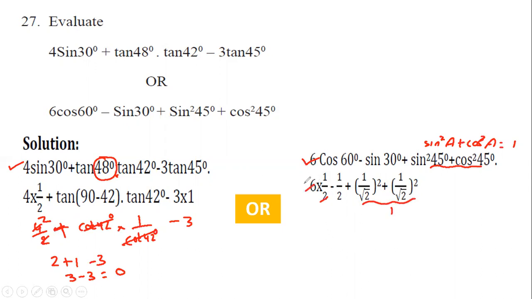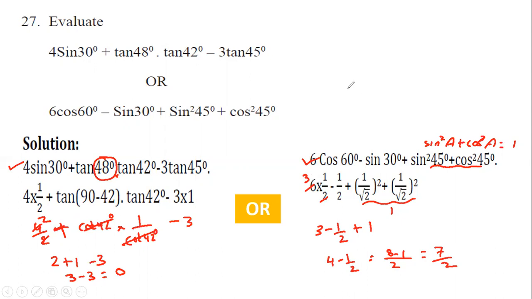So 2 ones are 2, 3 ones are 3, minus 1 by 2 plus 1. 3 plus 1 is 4, minus 1 by 2. So here, take the LCM. 2 is the LCM. 4 twos are 8, minus 1, which is equals to 7 by 2. So this is the final answer.